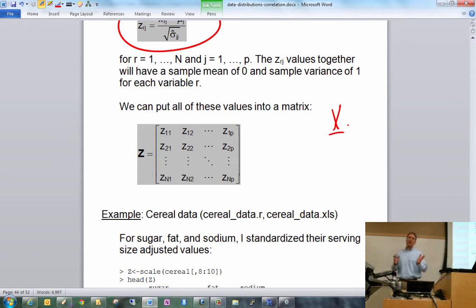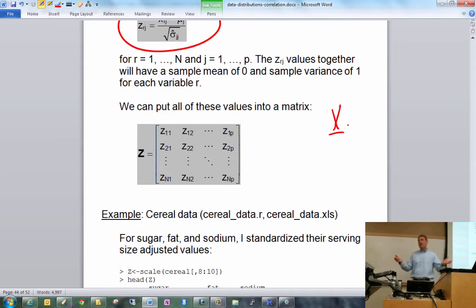Because let's say, for example, you have a particular variable that is measured in hundreds: 100, 150, 200, 300. And then you have another variable that's measured 0.1, 0.2, 0.3. Well, which variable is going to have a larger variance? The variable that's measured in the hundreds or the variable that's measured in, let's say, 0.1, 0.2? Well, the variable that's measured in the hundreds.